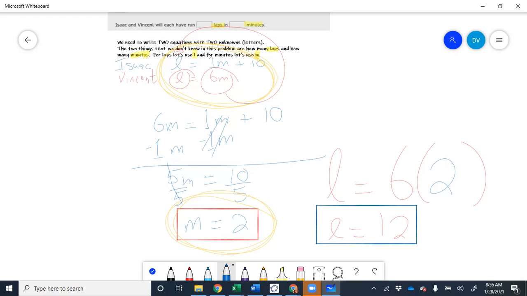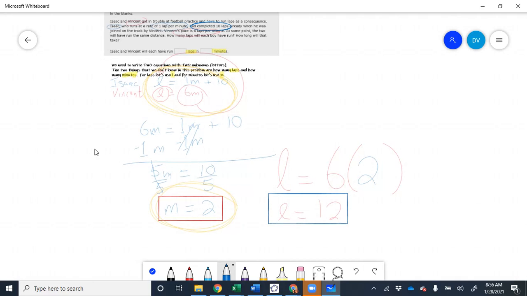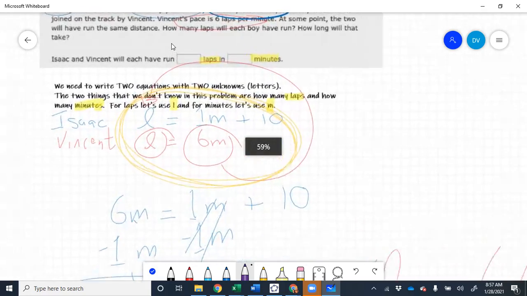Remember that m is how many minutes they were running, and L is how many laps they ran. So let me just write that. They ran for 2 minutes and 6, after the first kid started, that is. 2 minutes and 6 laps. Oh, I'm sorry, 12 laps. What did I say, 6? So our answers are 2 minutes and 12 laps. I'm writing a cursive L. 12 laps. So let's put that in here.